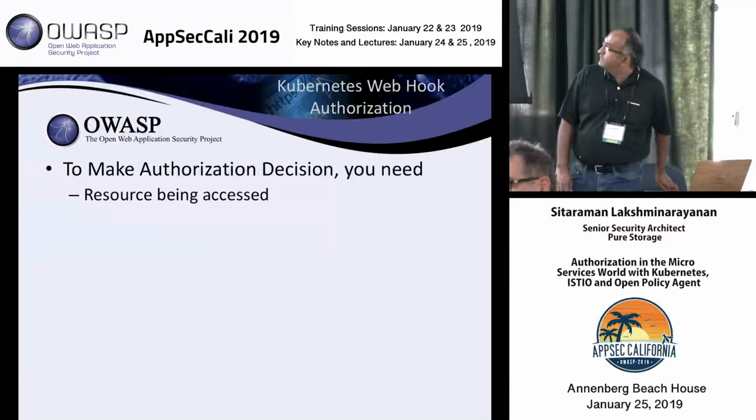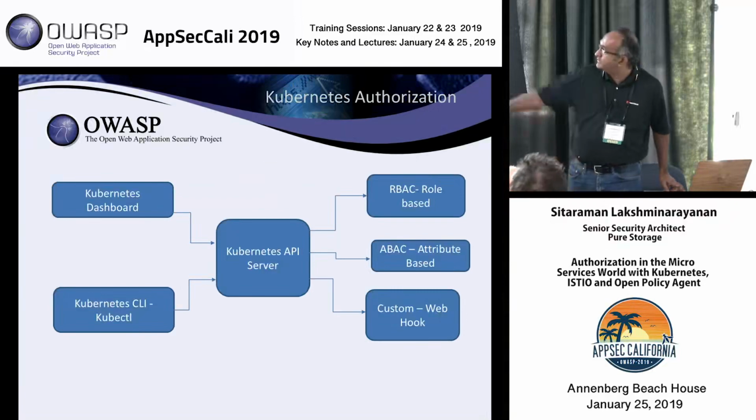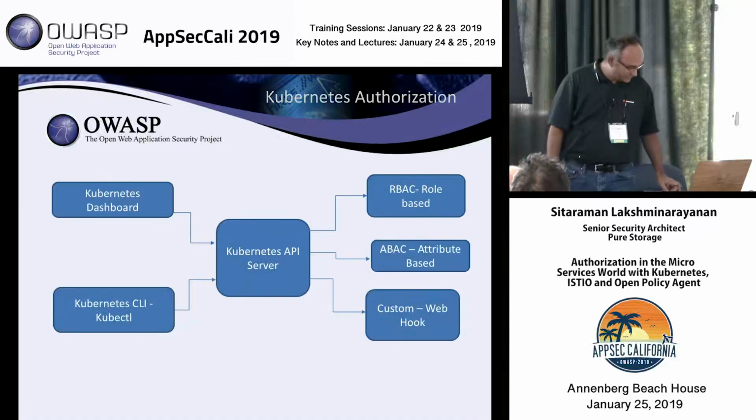So in order to make the authorization decision, let me go back a little bit here. With the Kubernetes API, your dashboards, CLI, or any API directly, when the API gets called, it's going to delegate this to one of these authorization mechanisms that's configured. And when it returns a true or false, your API gets invoked, right?